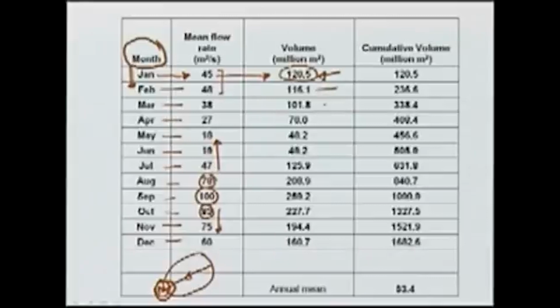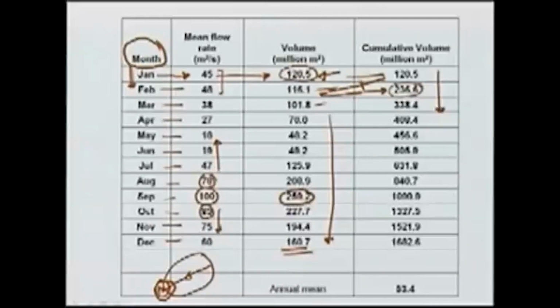Similarly, for February, March and so on till December, and of course, September has the highest amount of volume available for the entire month. Now, we can add them up and find out the cumulative volume. So, 120.5 is here, then 120.5 plus 116.1 will give us 236.6, then 236.6 plus 101.8 will give us 338.4.